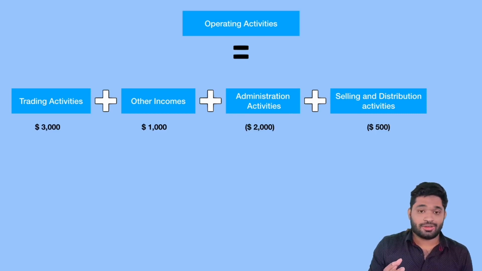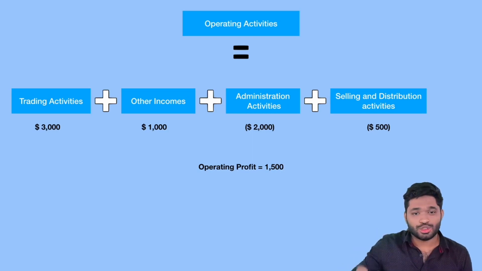So let's look at this with numbers. Let's say your trading activities created a gross profit of $3,000 and you have other income of 1,000. So 3,000 plus 1,000, you will have total economic benefits of 4,000. Then you have administration activities and selling and distribution activities where you have spent money. So you have spent 2,000 on administration, 500 on selling and distribution. So altogether you have spent 2,500. So from 4,000, when you reduce 2,500, you will have the operating profit of 1,500.